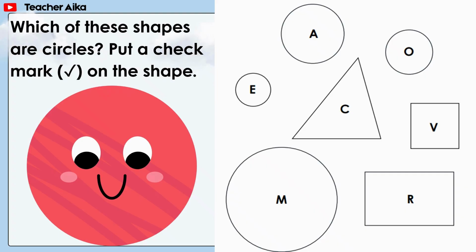Which of these shapes are circles? Put a check mark on the shape. Let us answer. A, O, M, and E.